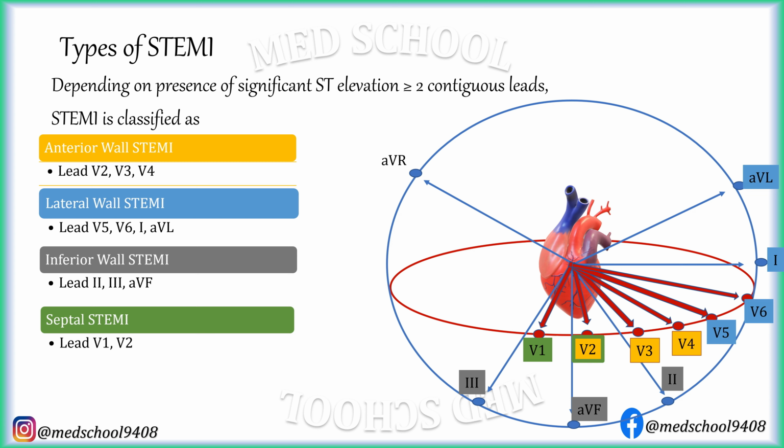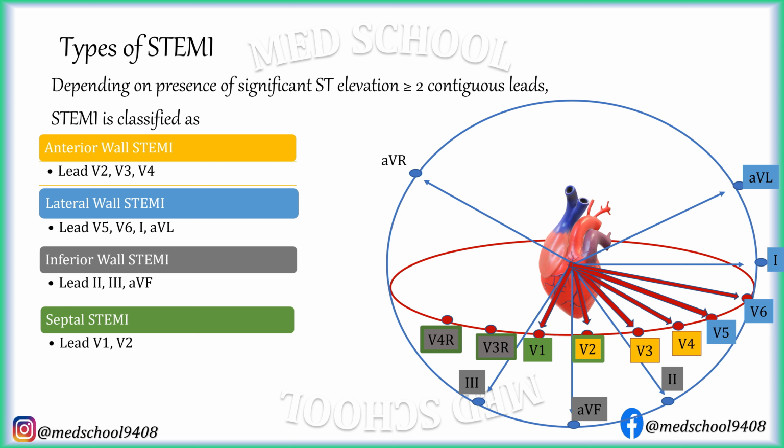In cases of inferior or septal STEMI, ECG should also be done with right-oriented leads like V3R and V4R. These are nothing but leads placed in right intercostal spaces instead of left at the same level. This is done to rule out right ventricular infarction.